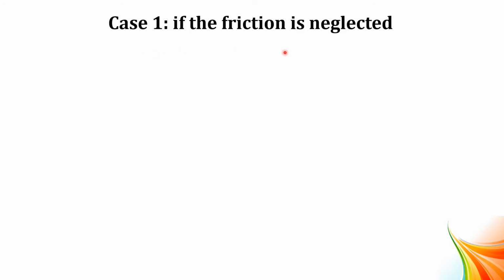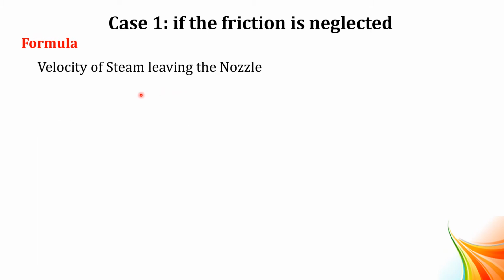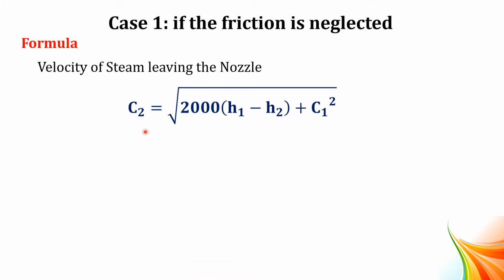Case 1. If the friction is neglected, then the formula for calculating the velocity of steam leaving the nozzle is C2 equal to square root of 2000 into (H1 minus H2) plus C1 square. In our problem, the initial velocity is neglected, therefore C1 equal to 0.